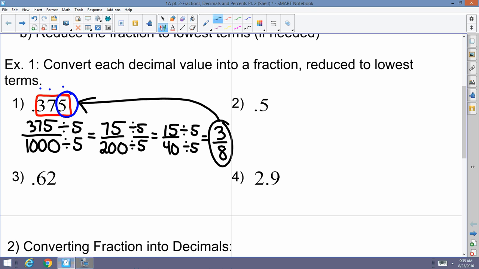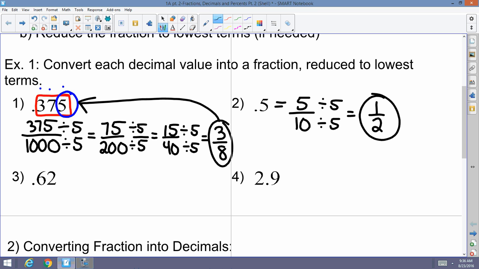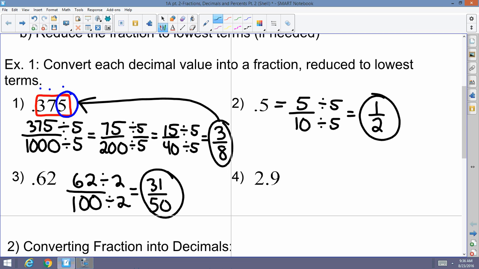Okay, 0.5. 0.5 is equal to 5/10 when read correctly. And I can divide both the numerator and the denominator by 5, so this is exactly why 0.5 equals 1/2. 0.62 is properly read as 62 hundredths, so 62 over 100. I can divide both the numerator and the denominator by 2, and that will give me 31/50. And I cannot go any further from there.